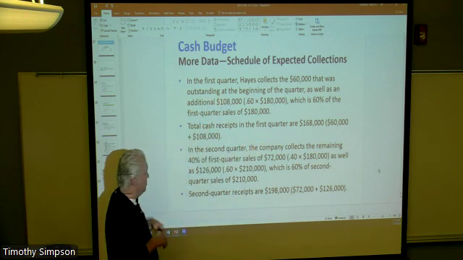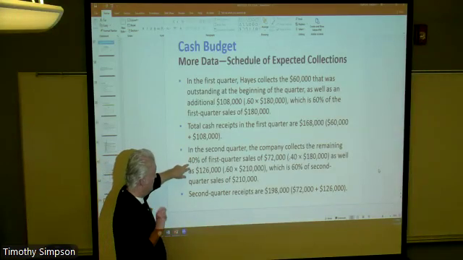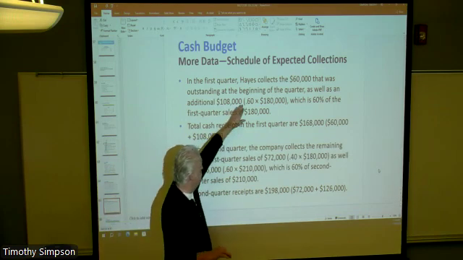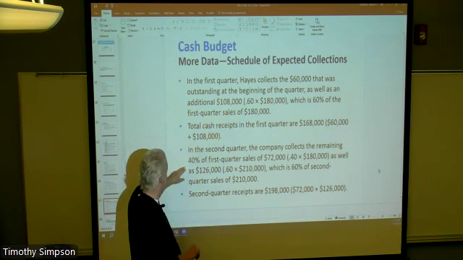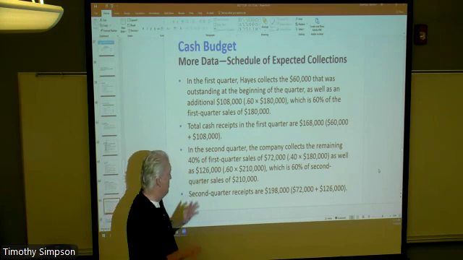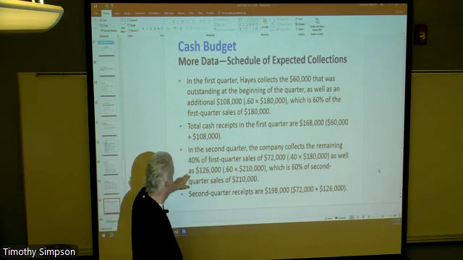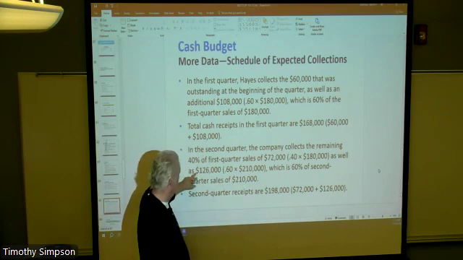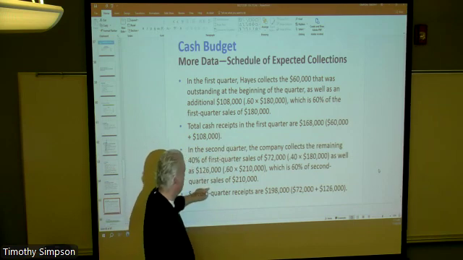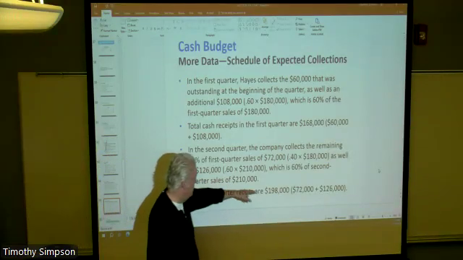In the second quarter, we start again, where we collect that 40% that we didn't collect in the same quarter as we made the sales. We collected 60% in that quarter, the first quarter. The other 40%, we're going to assume we collected. Assuming we collected all, again, without going back into the doubtful accounts issue, let's assume we get it all, and we get 60% of the current sales of 210, which is 126. 126 plus 72 is going to give us 198.